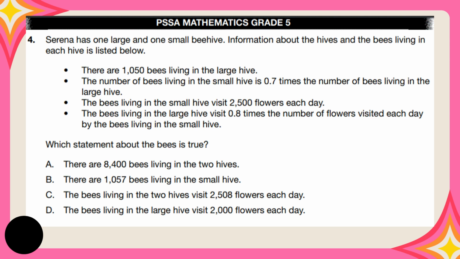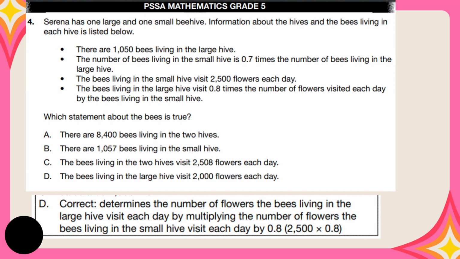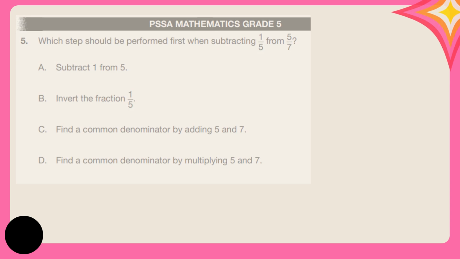First, you need to analyze the question, what's given here, and what you need to figure out: which statement about the bees is true. First you need to determine the number of flowers the bees living in the large hive visit each day by multiplying the number of flowers the bees living in the small hive visit each day by 0.8. So here the correct answer is D, that is the bees living in the large hive visit 2,000 flowers each day. Let's go to the next one.